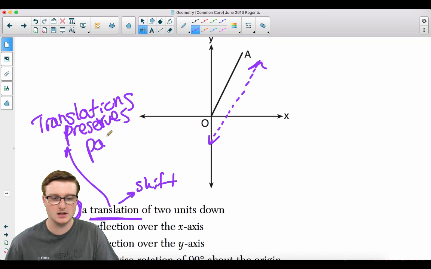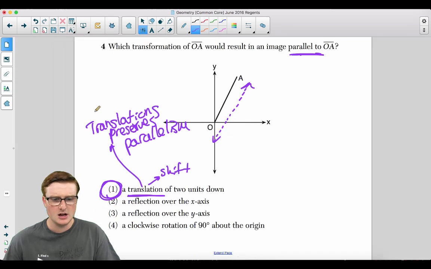Preserves parallelism. Okay? So if you look at the other answers, look at what they're all saying here. A reflection over the x-axis. Okay, so that's right here. That's not parallel, it's intersecting right there. Then it says a reflection over the y-axis. Again, intersecting right here. Can't work.